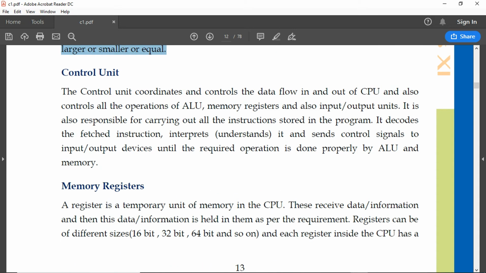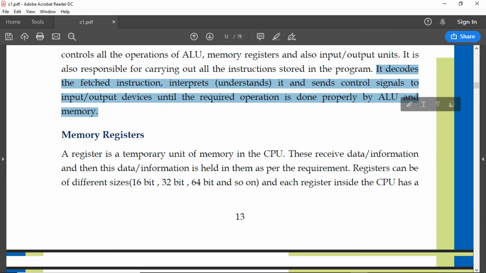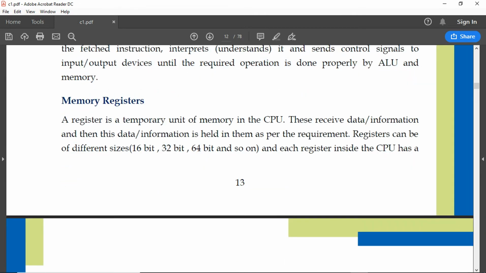Control unit. The control unit coordinates and controls the data flow in and out of CPU and also controls all the operations of ALU, memory registers and also input/output units. It is also responsible for carrying out all the instructions stored in the program. It decodes the fetched instruction, interprets, understands it and sends control signals to input/output devices until the required operation is done properly by ALU and memory.